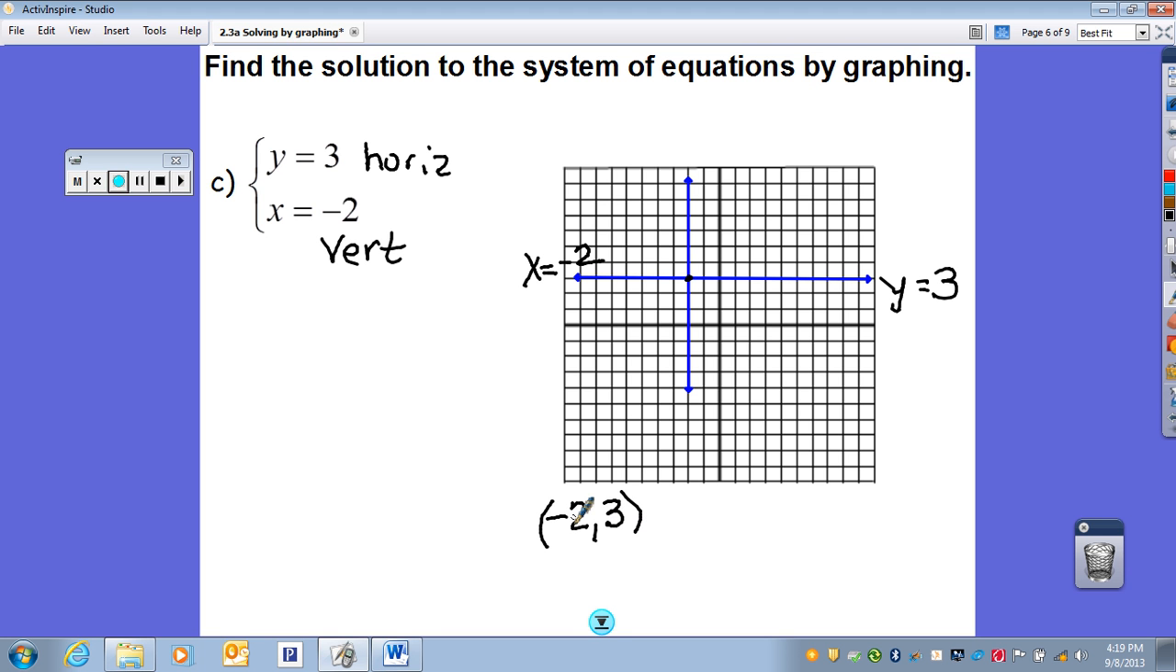Now there's really nothing to plug in necessarily, but what we do know is the y value needs to be 3 and the x value needs to be negative 2. And that creates the solution to the system, which is our point of intersection.